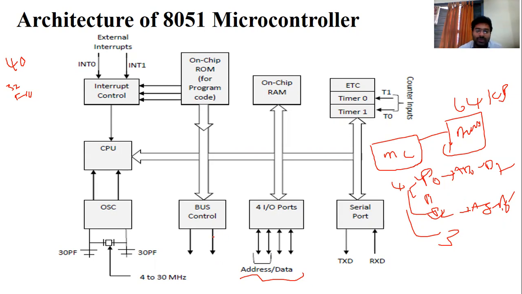You have the control bus available. You have the serial port, a special feature of the 8051 microcontroller, which is serial data transfer. For that serial data transfer purpose, you are using the receive as well as the transmit controls. Serial data means bit by bit operation.